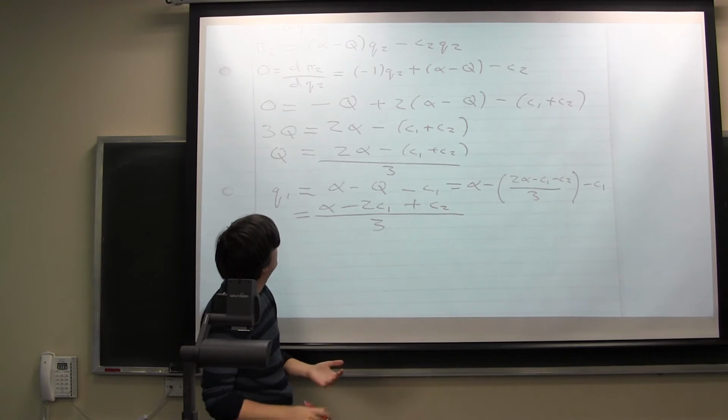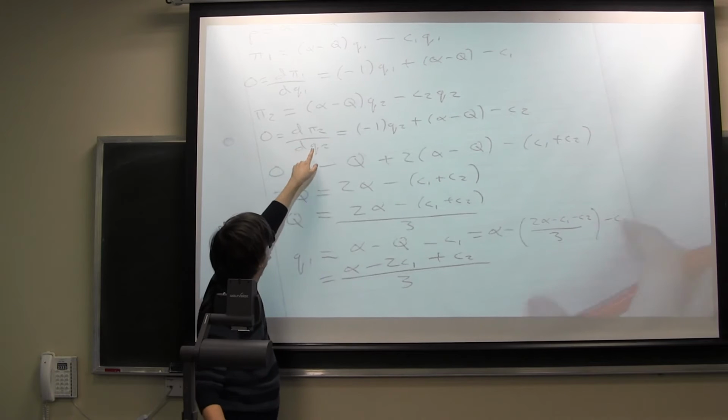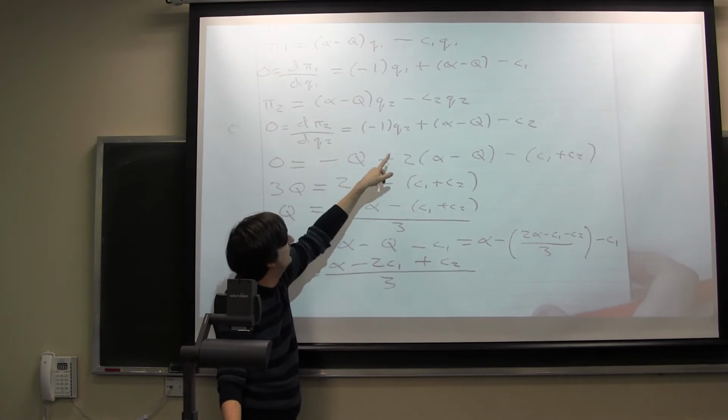And there's the quantity for firm 1. And you can do the same thing with the first order condition for firm 2 to work out what Q2 is.